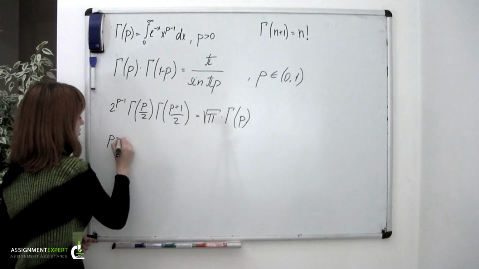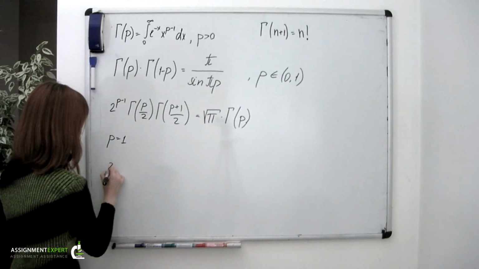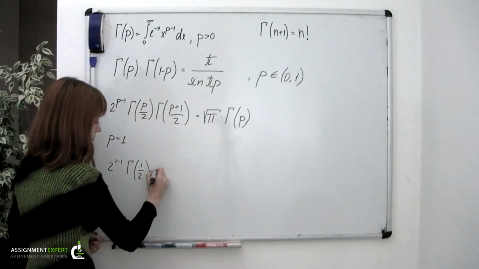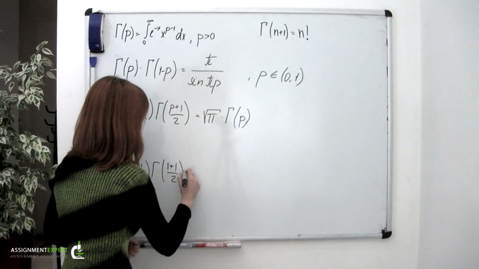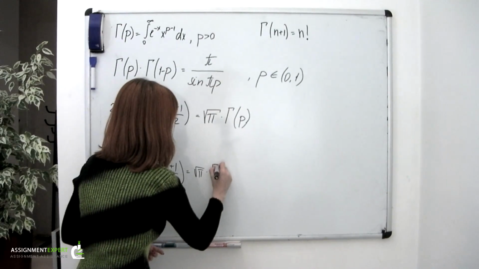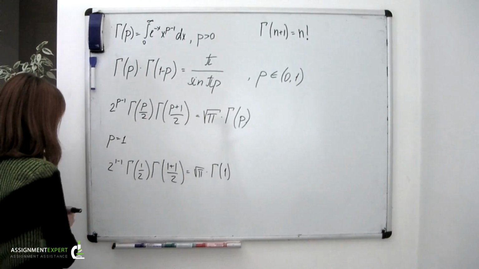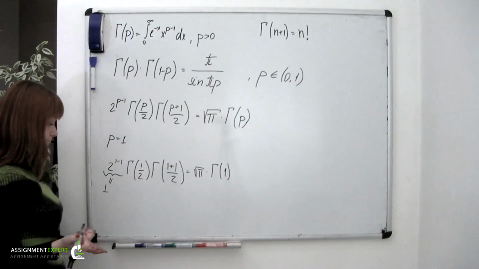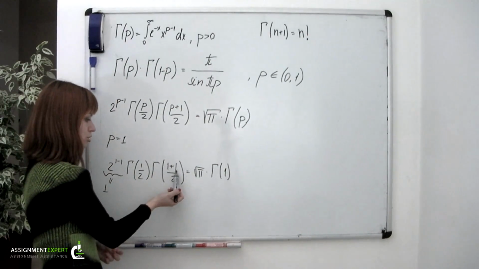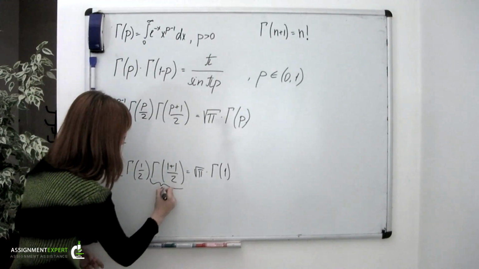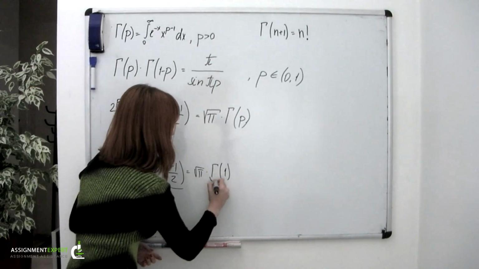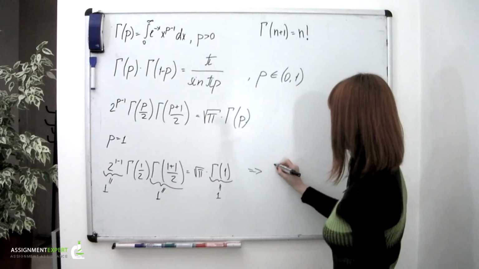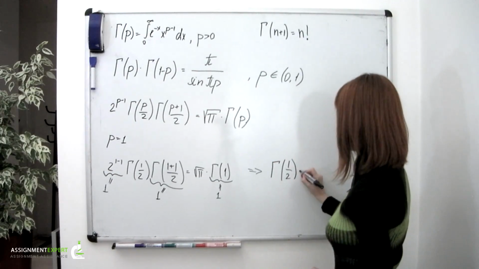If we substitute p equals 1 into this formula, we'll obtain the following. 2 to the power of 1 minus 1 times gamma of 1 second times gamma of (1 plus 1) over 2 equals square root of pi times gamma of 1. Now let's see. We have 1 minus 1, which is 0, and 2 raised to the power of 0 equals 1. Then we have gamma of 1 plus 1, which is 2, over 2, which is 1. And we have already considered that gamma of 1 equals 1. And so this way we've obtained the following equality. Gamma of 1 second equals square root of pi.